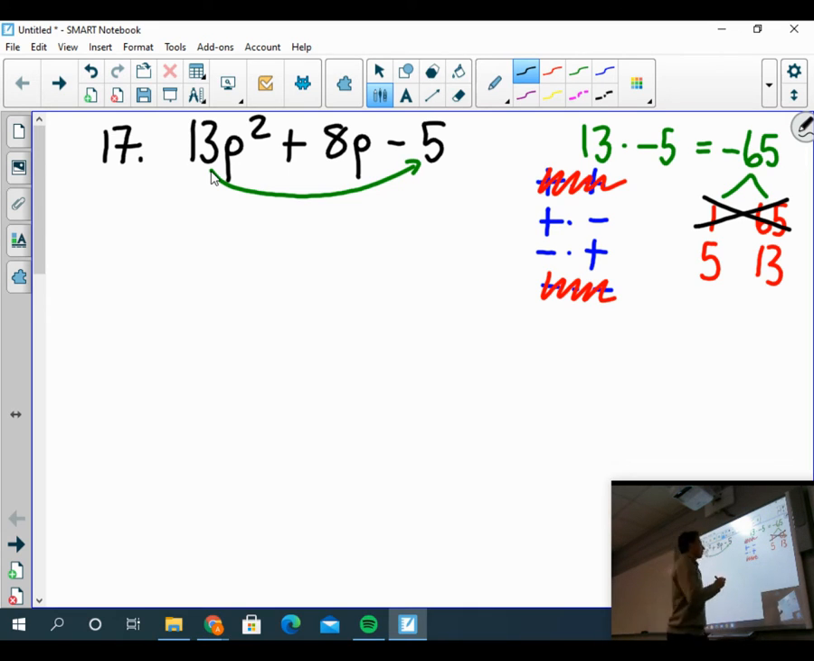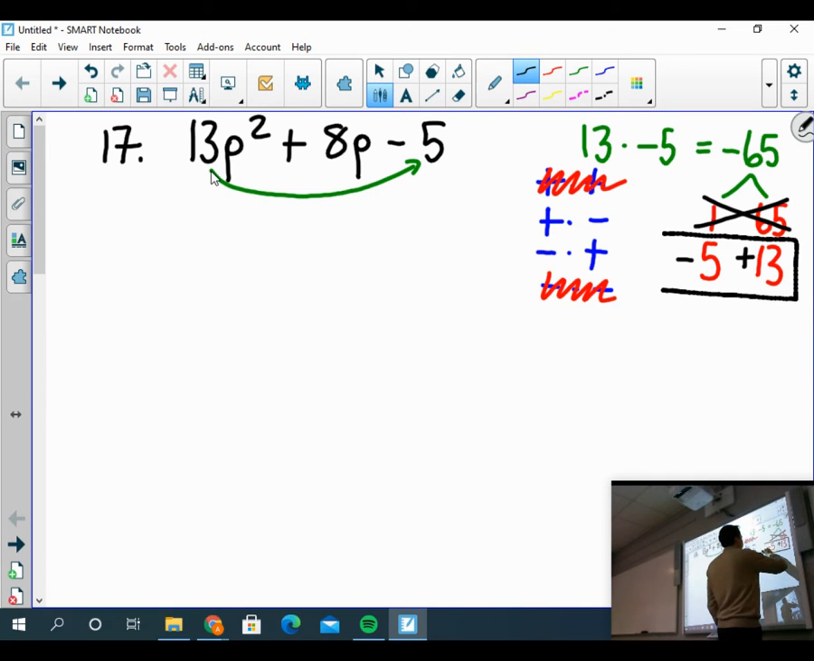I need positive 8, so that means the 5 has to be negative and the 13 is positive. If maybe you sat there and said, hey, the 13 should be negative and the 5 should be positive, you're close, but that'll give you negative 8. And we want positive 8. So I determined that negative 5 and positive 13 is the route to go.